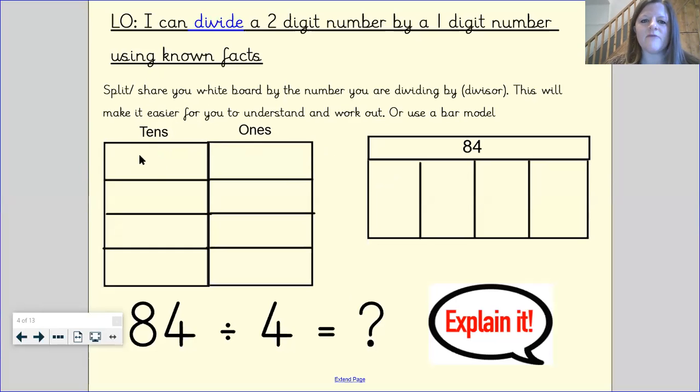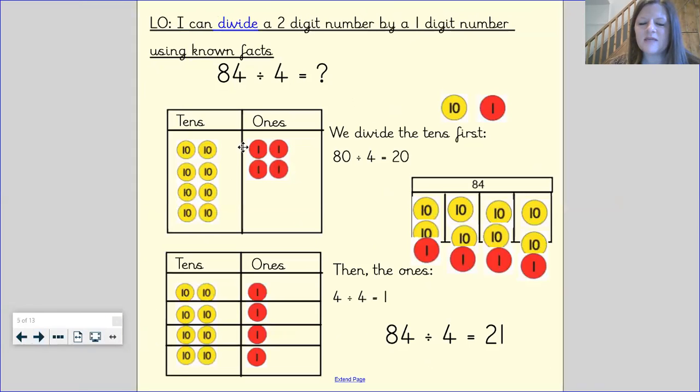And you could want to share it in your rows by the number that you are dividing by, the divisor. So for this problem, we are dividing by 4. So therefore you can see that I split my chart into 4 rows. And this will make it easier for us to understand and work out. Or if you find it easier, work it into your bar model, like this one. So I'm going to use place value counters, but obviously I understand that you don't have these at home, but you can certainly just draw them on.